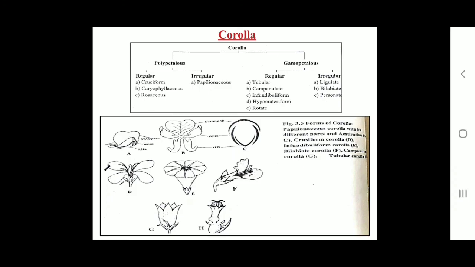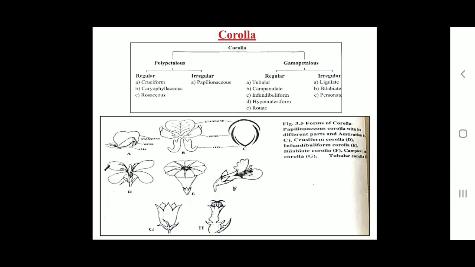So first we see the first type of aestivation, that is the valvate type of aestivation. When the petals of the whorl lie close to each other, that is, they neither overlap the margin of the adjacent petals nor are overlapped by the margins of the adjacent petals or sepals or tepals, example mustard.